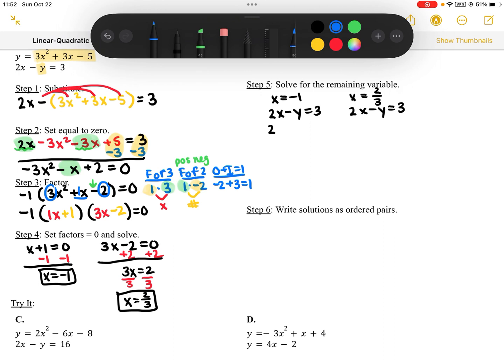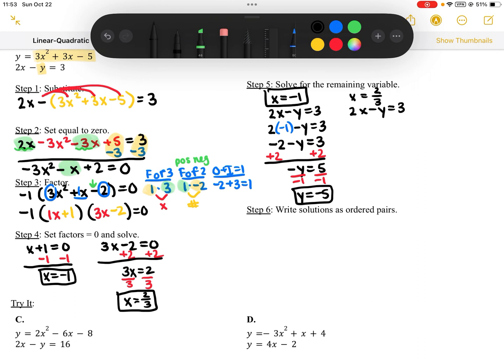So I'm going to go ahead and substitute in x. So I'm going to have 2 times -1 minus y equals 3. 2 times -1 is -2. Minus y equals 3. I'm going to add 2 to both sides to get y by itself. Remember, this is a negative y, so I have -y equals 5. Then to get the positive value, I'm going to divide both sides by -1. So I get y equals -5. So my first ordered pair for my solution will be -1, -5.